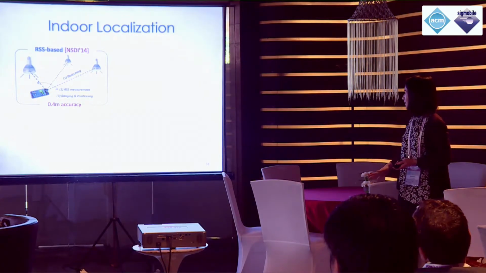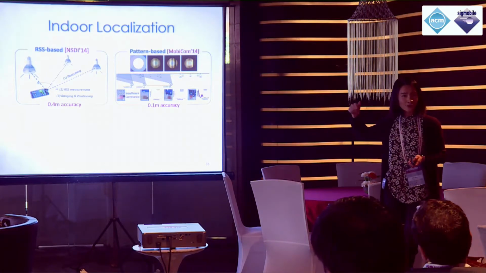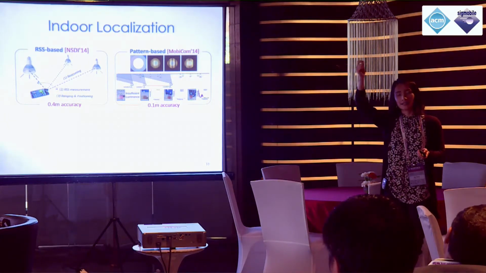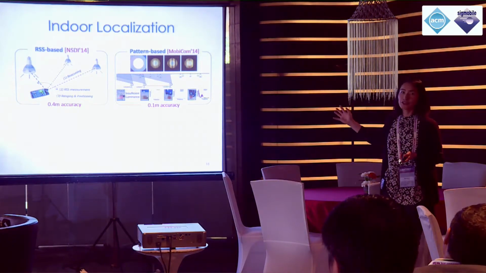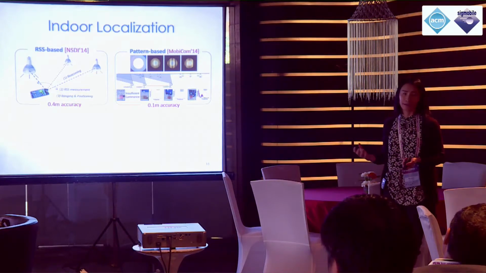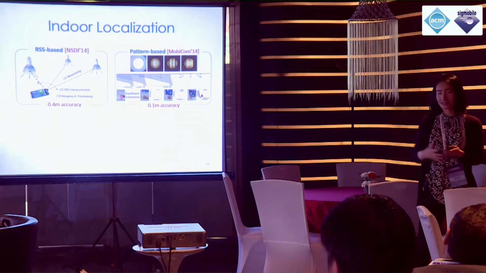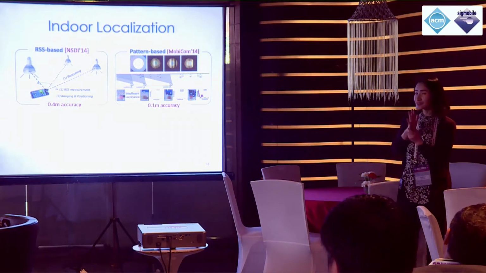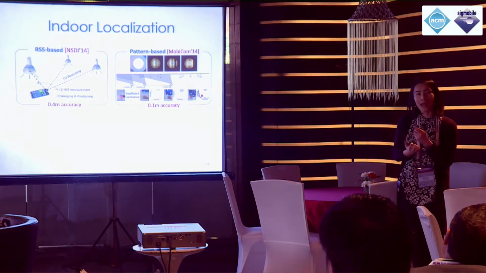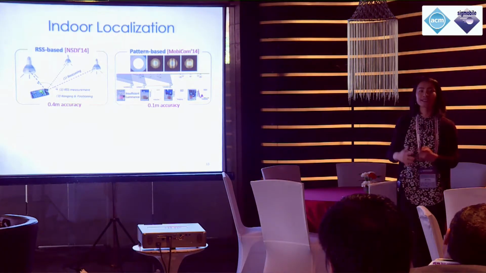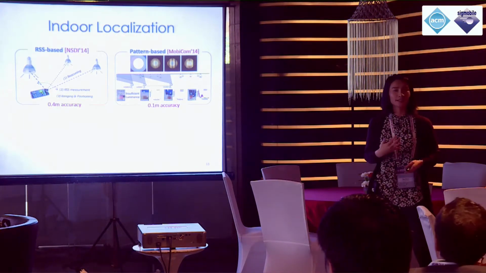Another category is similar, also trying to differentiate different light sources, but it leverages the rolling shutter effect of the camera. If the light is flashing at a different frequency, then depending on the frequency you will see a different pattern at the camera. Then you can use this pattern to separate different light sources. Again, if you know the locations of the light sources, you can do triangulation and determine where you are.